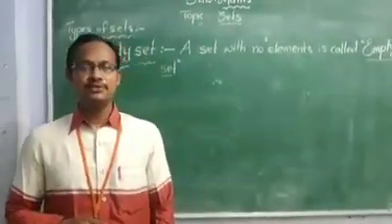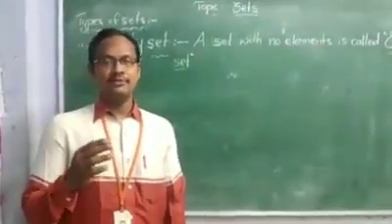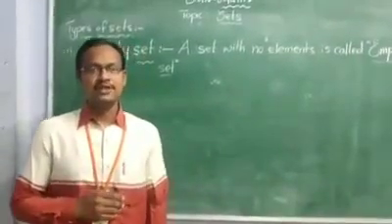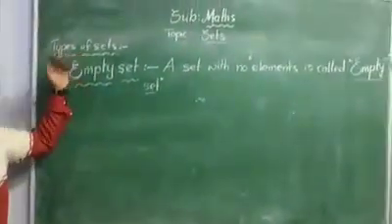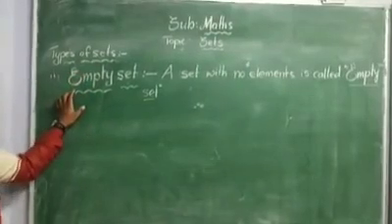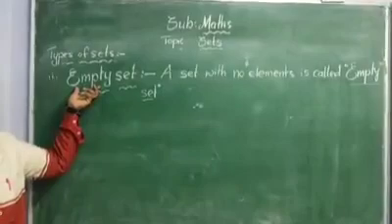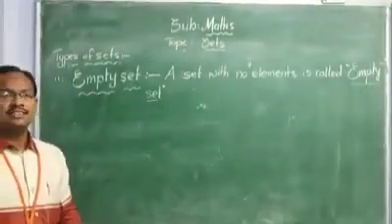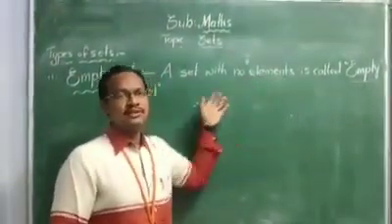In yesterday's video, we discussed the introduction part of sets, and we hope that you completed exercise 2.12. Now, today we are going to discuss types of sets. The first type is the empty set. Its name gives a clear idea that it is empty. Empty means what? Nothing. A set with no elements is called an empty set.